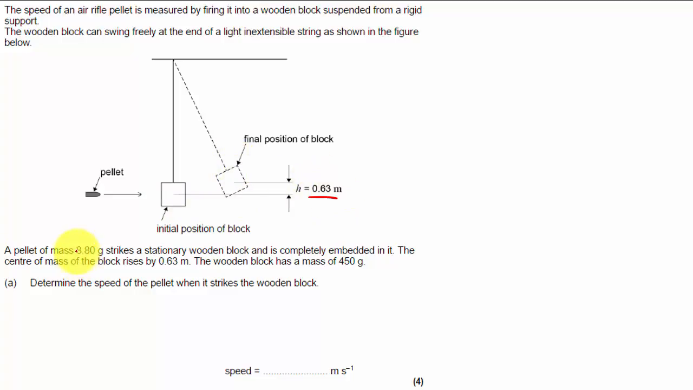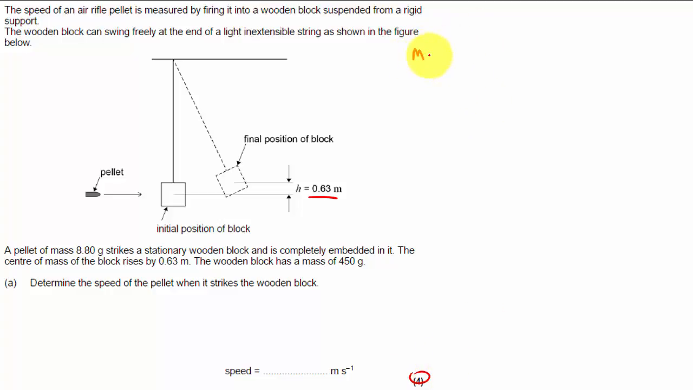The pellet has a mass of 8.8 grams. The block has a mass of 450 grams. Okay, so this is all the information we're given, and we're asked to determine the speed of the pellet when it strikes the block. So straight away, this brings to mind conservation of momentum. If I try starting with conservation of momentum, you'll see later that I have to get a bit more involved, and it's a 4-mark question, so we expect it to be quite involved.